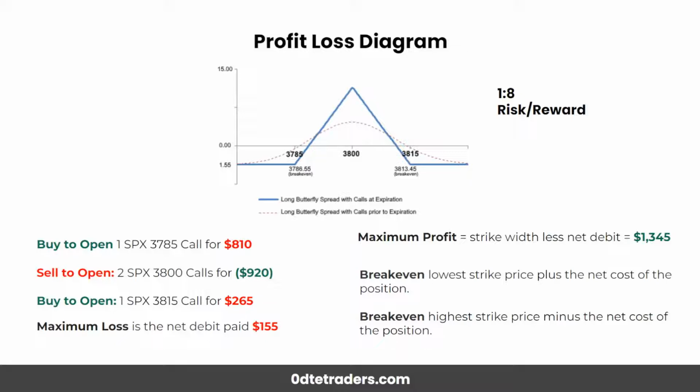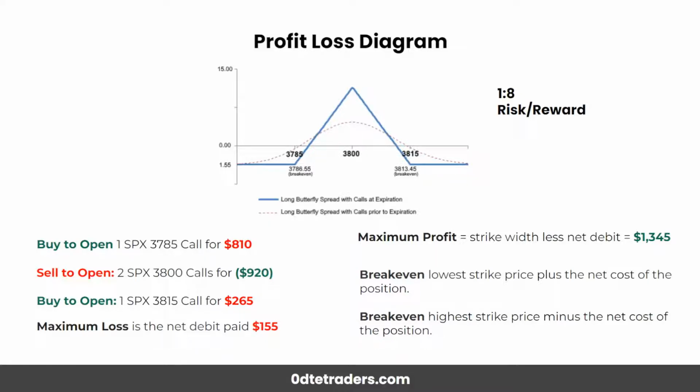There are 2 possible outcomes in which a loss of this amount is realized. If the stock price is trading below the lowest strike price at option expiration, in this case 3785, then all the calls expire worthless. Or if the stock price is trading above the highest long strike at expiration, in this case 3815, then all the calls expire in the money and the butterfly position has a net value of 0.